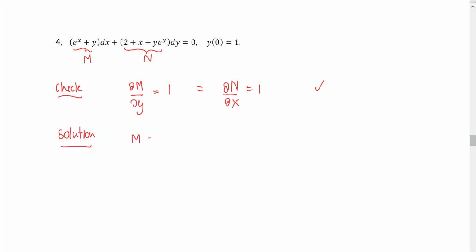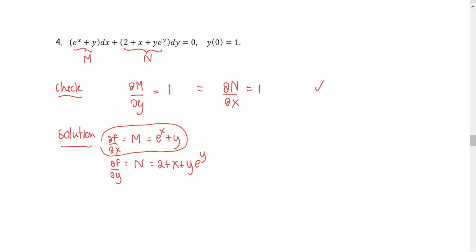For our M, which is e to the x plus y, M is the partial derivative of the solution with respect to x, and N, which is (2 plus x plus y) times e to the y, is the partial derivative of the solution with respect to y. I will work on the M.